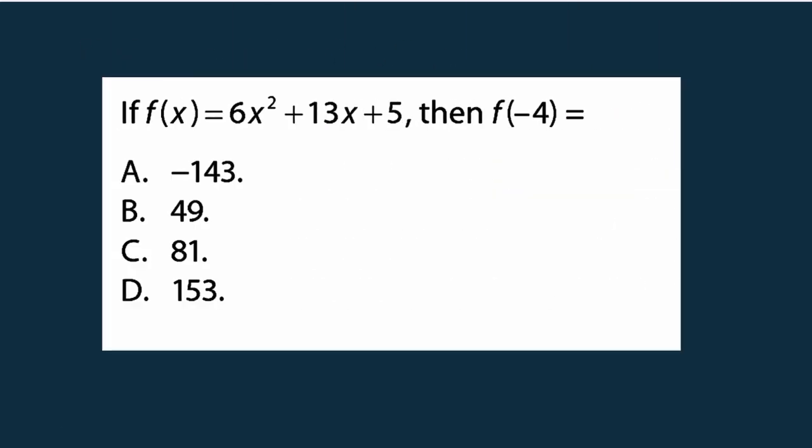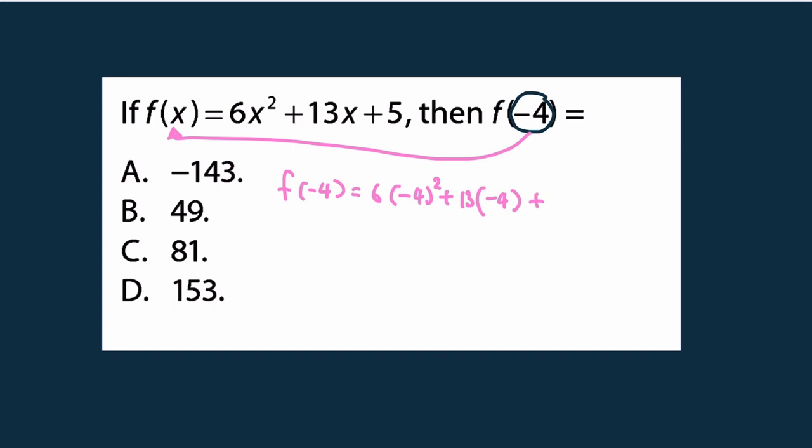So next, if f(x) equals 6x squared plus 13x plus 5, then f(-4), okay, it's the same, right? Substitute minus 4 instead of x in the function. So f(-4) equals 6 times (-4) squared plus 13 times (-4) plus 5, right? Okay, so 6 times (-4) squared, (-4) squared is 16, right?